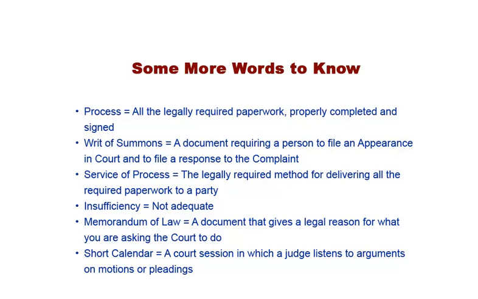Some more words to know. The word process refers to all the legally required paperwork to begin a lawsuit, including the complaint and the writ of summons, which is an official legal document requiring a person to appear in court to answer a complaint. These papers must be properly filled out, completed, and signed to be legally valid. A writ of summons is a document that must accompany the complaint and notifies the defendant that he or she is being sued and that he or she needs to file an appearance by the return date.